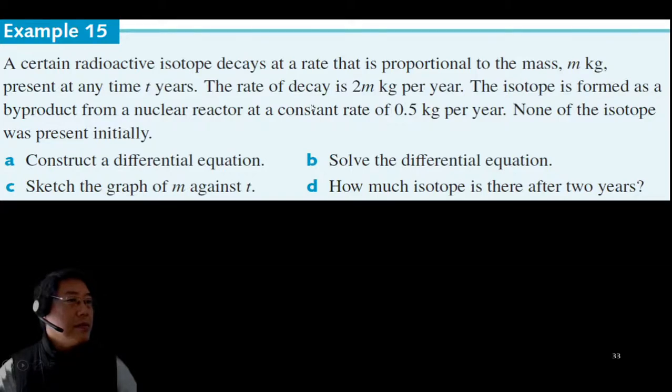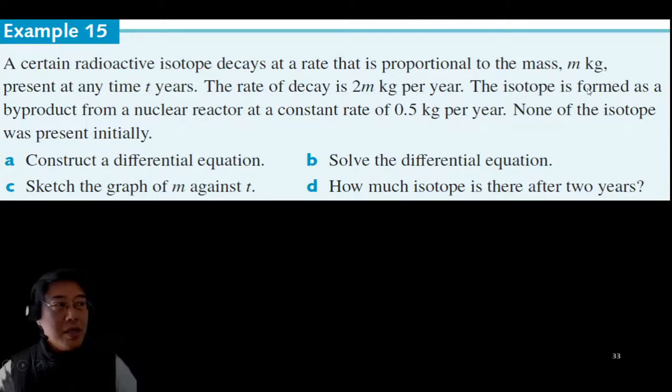That is fine. So that's the rate. The rate of decay is also 2m kilogram per year. Now, it actually tells you the value of k. So that's your rate of decay. Just be careful, it's a decay. Decay means it's decreasing. So it's 2m, but don't forget to put a negative. If you leave it as 2m, it will be increasing. So just be careful with the language in the text. So that is your decrease.